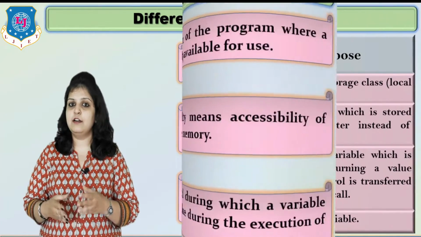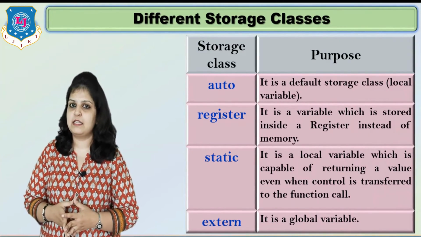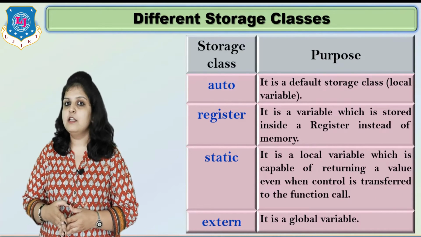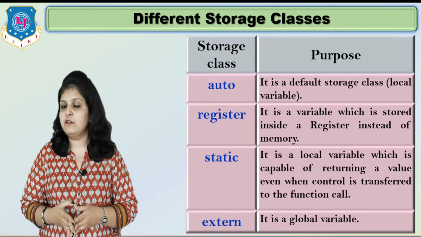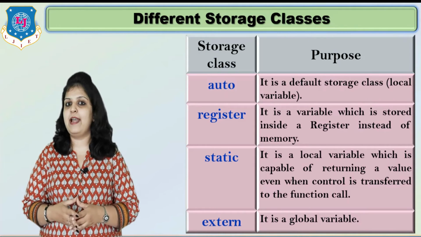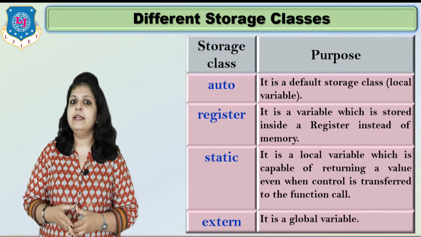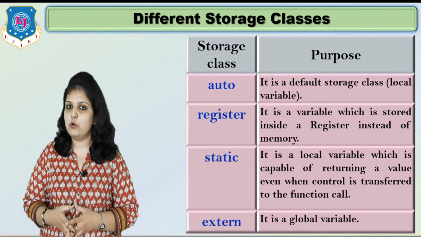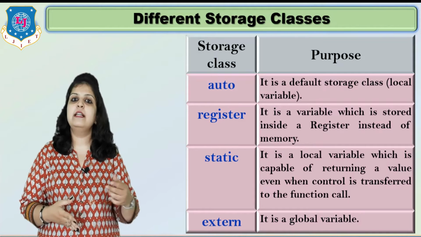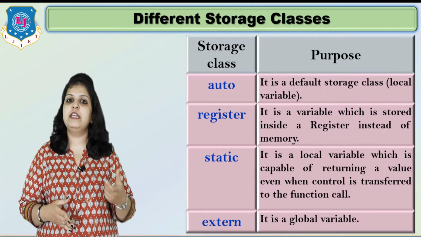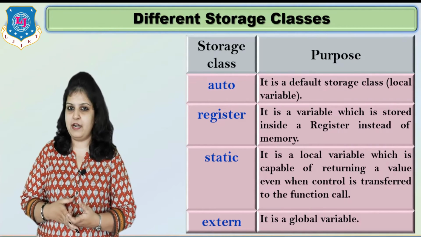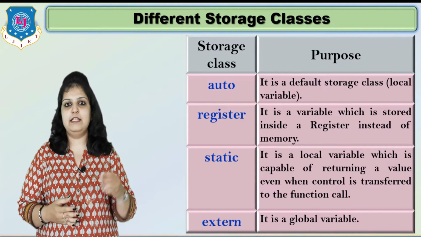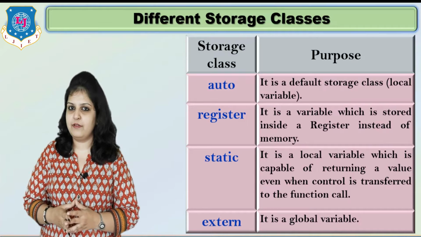Now let's see the meaning of the different storage classes. Our first storage class is automatic variable. For declaring an automatic variable, we can use the keyword auto, and it is the default class, or we can say it is a local variable. When we declare a local variable, the auto keyword is not a mandatory part. You can use the auto keyword, but without auto, it is by default an automatic variable.